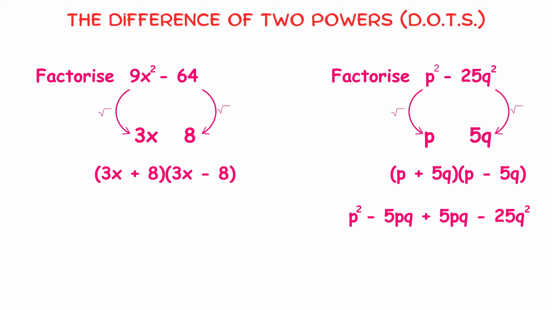So to expand these brackets, we do p times p, which is p squared, p times minus 5q, which is minus 5pq, 5q times p, which is 5pq, and 5q times negative 5q, which is minus 25q squared. And the important thing to notice here is that these two pq terms in the middle will cancel each other out because minus 5pq plus 5pq equals 0. So what we're left with is just p squared minus 25q squared, which is exactly the same thing as we were given in the question, and this should always happen with this technique. If you expand your brackets back out, two of the terms should cancel out.